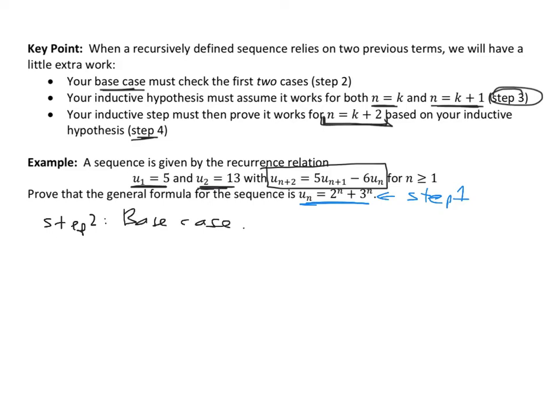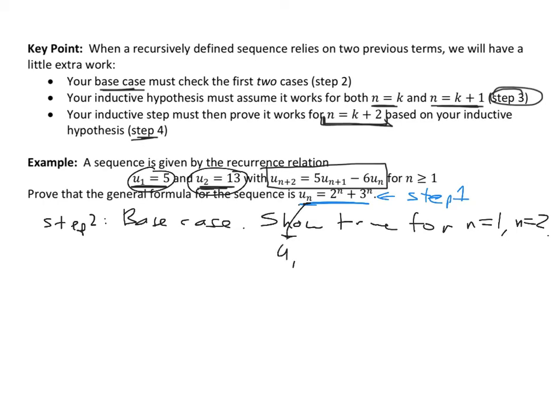In this case, because it's a two-step relation, we need to show that it's true for n equals 1 and n equals 2. I need to show that it's going to work for both of these initial conditions that we're given. So what I'd like you guys to do is pause the video and make sure that you can see what you need to do in order to show that this is going to work for n equals 1 and for n equals 2.